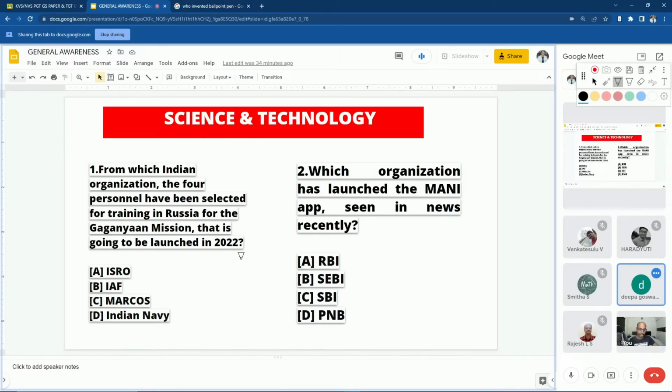ISRO. Anybody from the class, you can answer. If you know, don't Google it and answer. ISRO, sir. It is IAF, Indian Air Force.